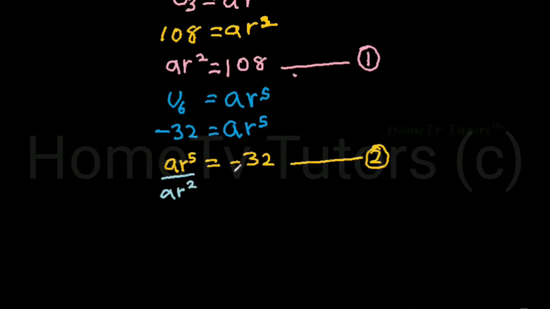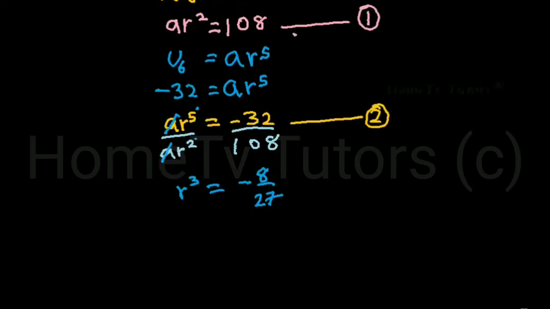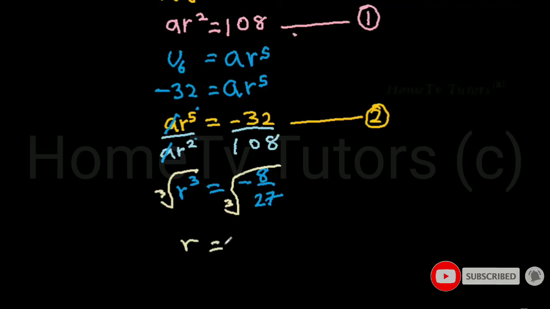ar to the power of 2 equals 108. Now, as we divide, a cancels a, r to the power of 5 divided by r to the power of 2, we have r to the power of 3. Minus 32 divided by 108, we have minus 8 over 27. Now we find the cube root of both sides. So on the left hand side, the cube root of r to the power of 3 is r, while the cube root of minus 8 over 27 is equal to minus 2 over 3. So now we found the common ratio.